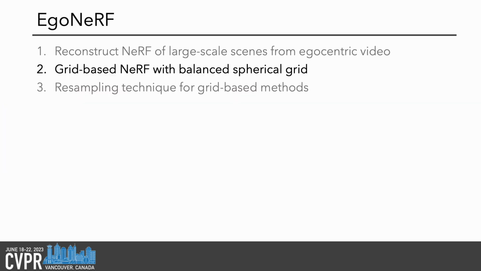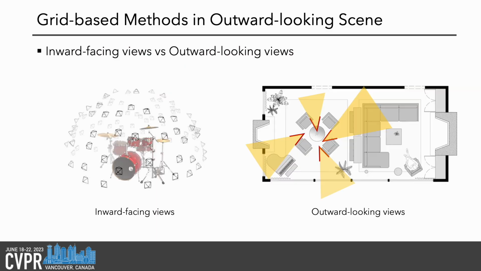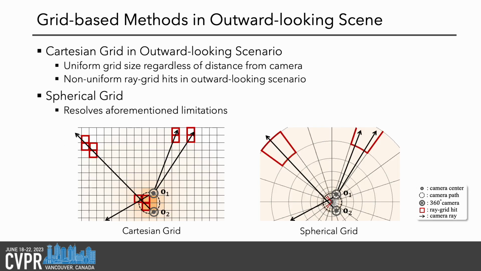Now let's look at the balanced spherical grid, which is our Radiance field model for egocentric captured scenes. While NeRF and most NeRF variants assume inward-facing views, most views are outward-looking in a large-scale environment, especially for egocentric videos. While the conventional Cartesian grid is efficient to represent bounded scenes looked at with inward-facing views, it is not suitable for outward-looking views. Since the Cartesian grid has a uniform grid size regardless of distance from the camera path, it has insufficient resolution for nearby objects and extra capacity for far objects.